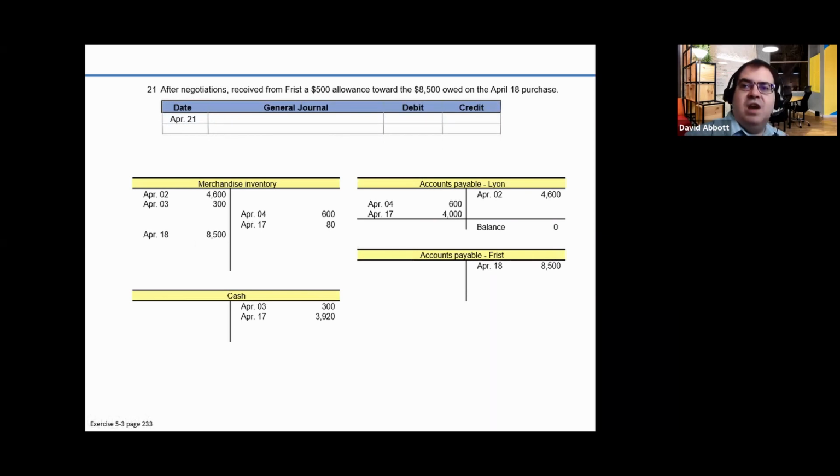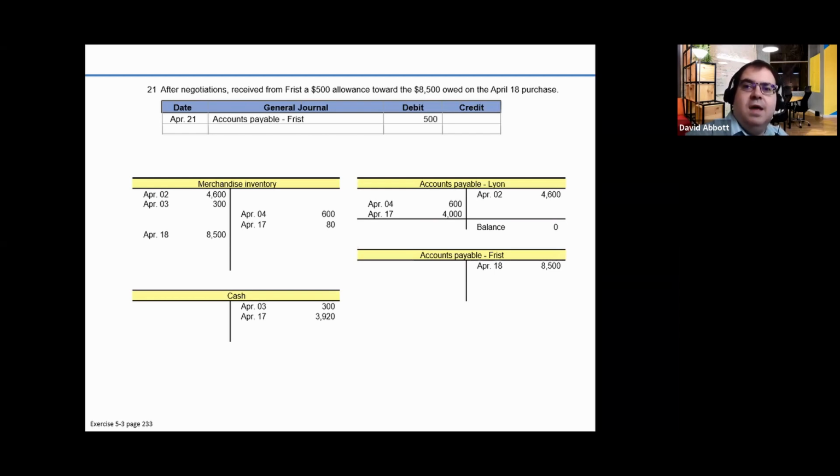Now, after negotiations, we received from Frist a $500 allowance towards the $8,500. So maybe there was something wrong with the merchandise, but we can still sell it, but we can't sell it for what we had planned to. So they gave us a discount on our bill. Okay, we don't have to send anything back.